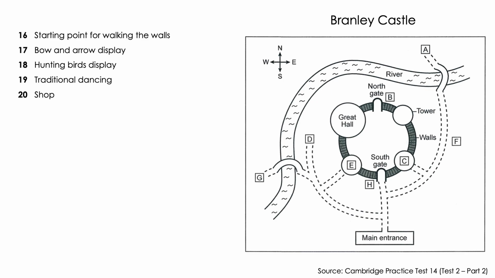Please note that there is a compass in the corner: north, east, south, west. You may hear that something is located in the southeast corner. Then you should know that southeast is the bottom right-hand corner. Now, if you still have some time left, read the questions. Starting point for walking the walls, bow and arrow display, hunting birds display, traditional dancing, and shop.